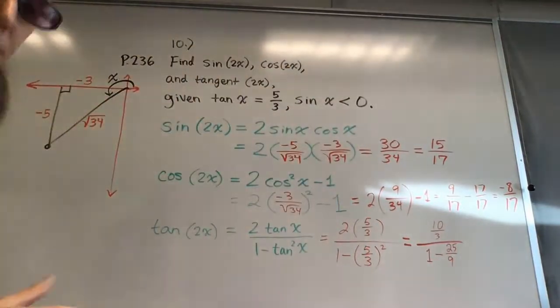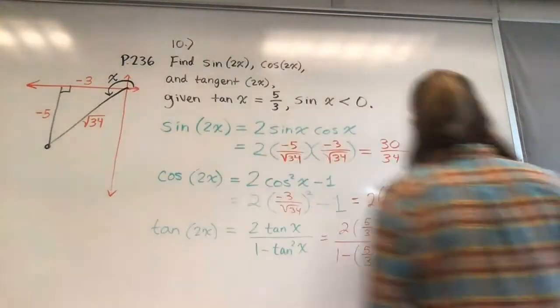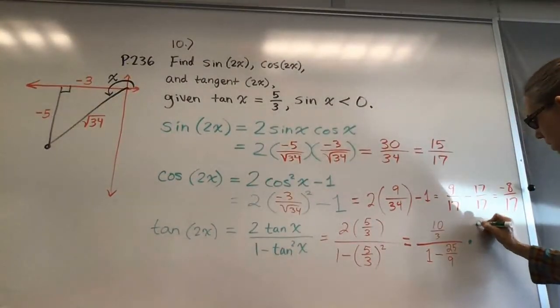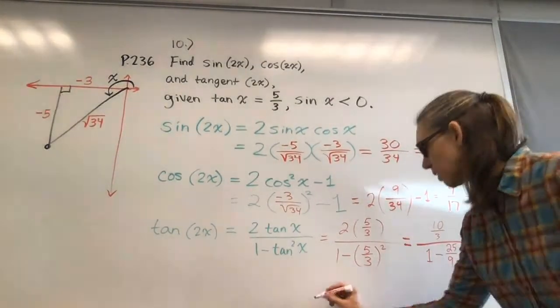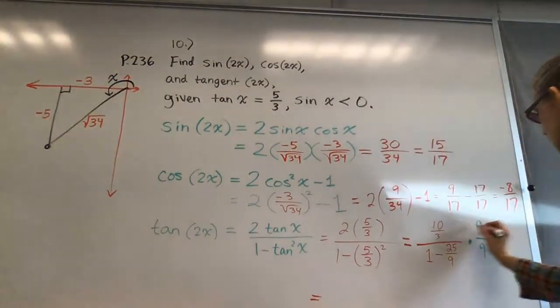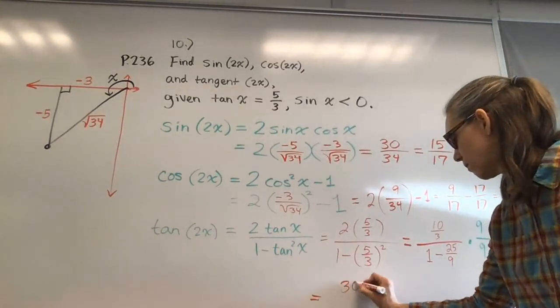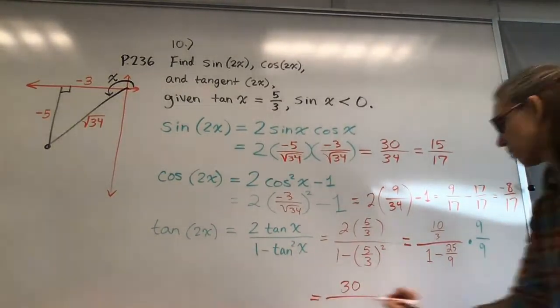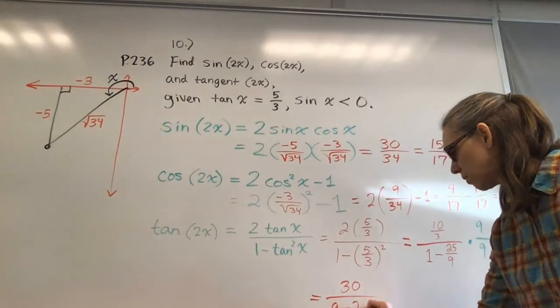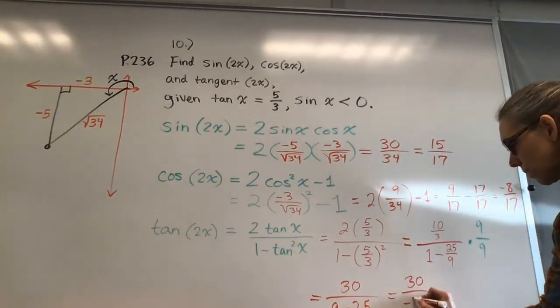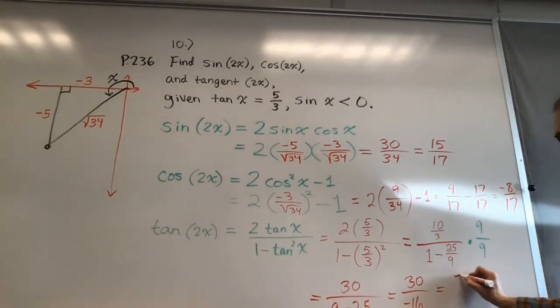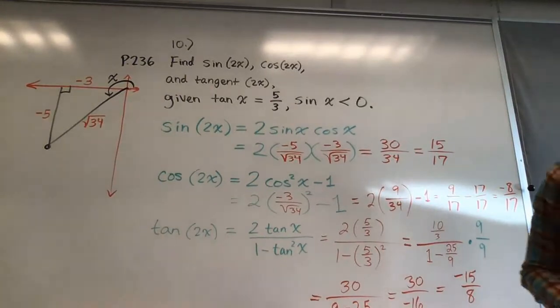Instead, I'm going to clear those little denominators. So I multiply the numerator and the denominator by 9 over 9. And that is going to give me 30 over 9 minus 25, which is 30 over negative 16, or negative 15 over 8.